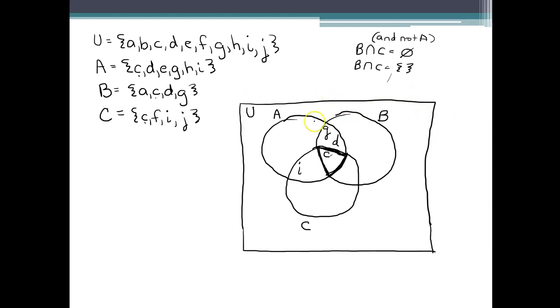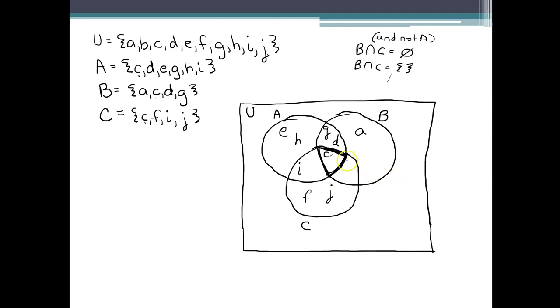Alright, then working our way further out, set A, what are we missing still? We already have C, D, we need E, G we have already, H, and then I we have already. In set B we need an A, we already have C, D, G. Set C, we already have C, we need an F, we have an I, we need a J.